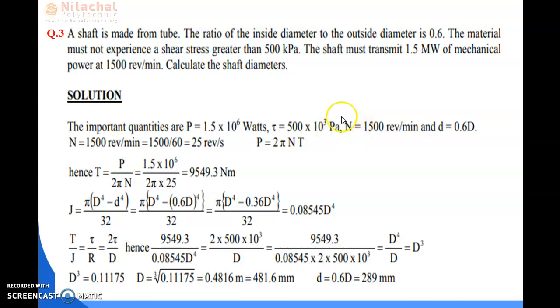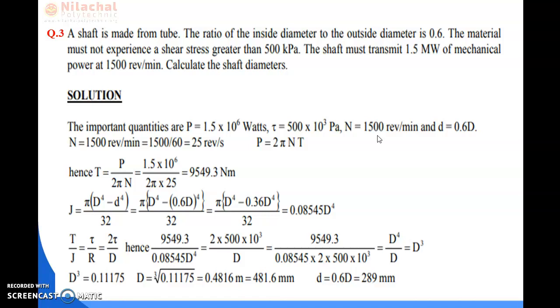Then the revolution of the shaft is given as 1500 RPM, that is revolution per minute. So here 1500 revolution per minute is given. Then the ratio between inside diameter to outside diameter is given as 0.6. That is, the small d divided by capital D is equal to 0.6. Hence we can put small d is equal to 0.6 capital D. So this is all about our data given in the question.